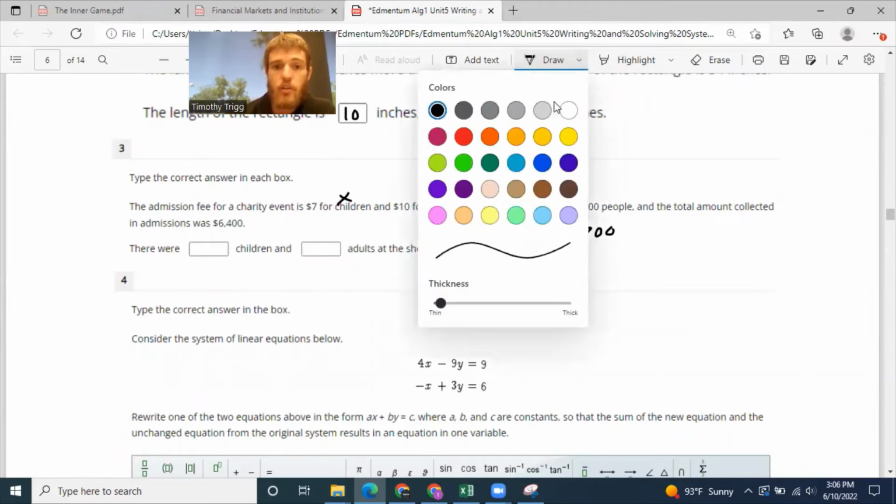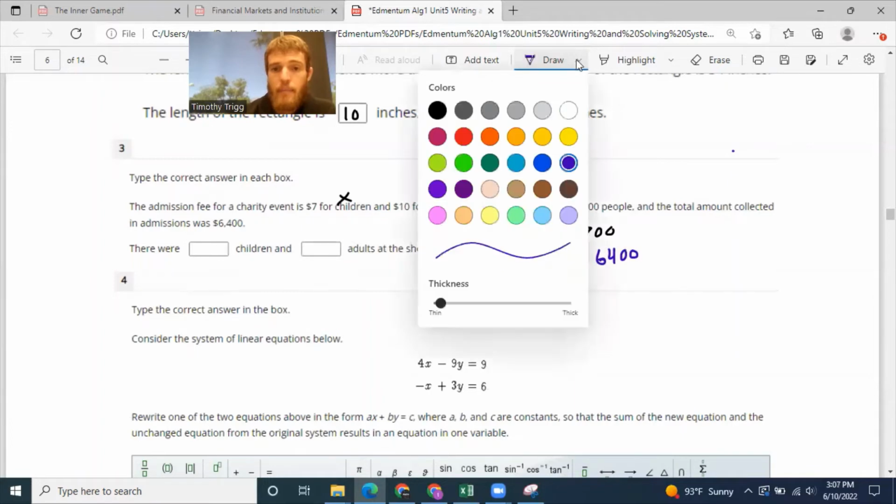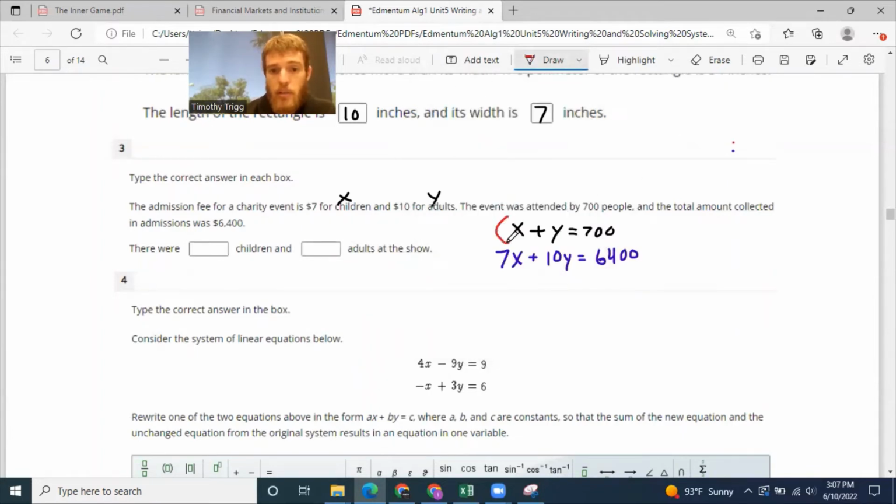The second equation is going to have to do with the value of those, right? So for the children's tickets, it's $7 per ticket, plus the adult tickets, which are $10 per ticket. So $10 times the number of tickets there. And the amount of revenue was $6,400. So here's your system, and we're going to solve using elimination. The way I would do that is I would probably multiply this top equation. If you want to eliminate the x's, you'd multiply by -7. If you want to eliminate the y's, you'd multiply by -10. The choice is yours. See if you can finish it up.